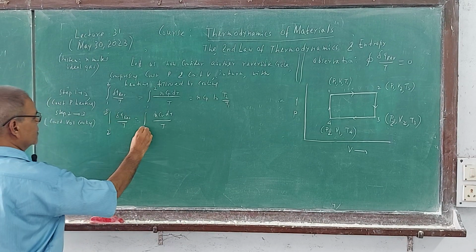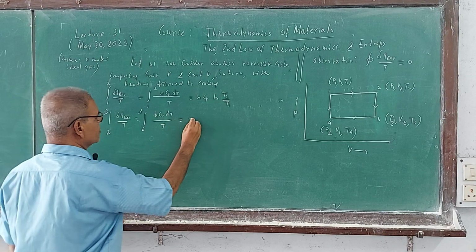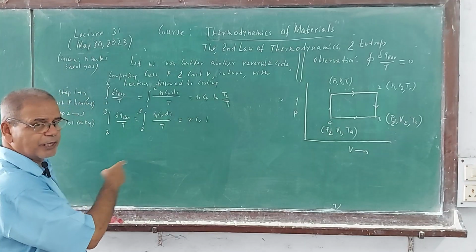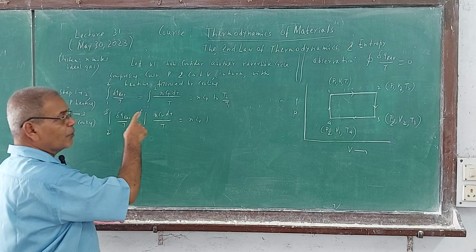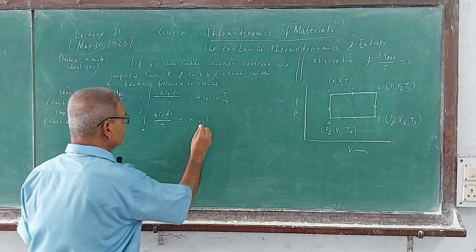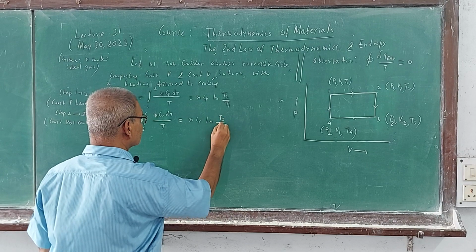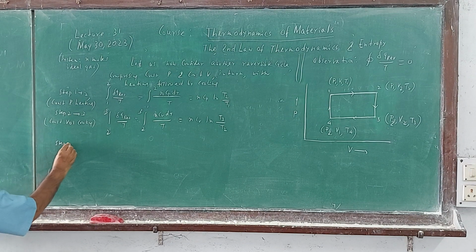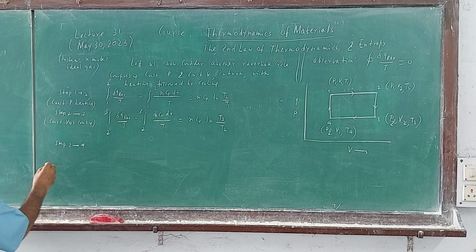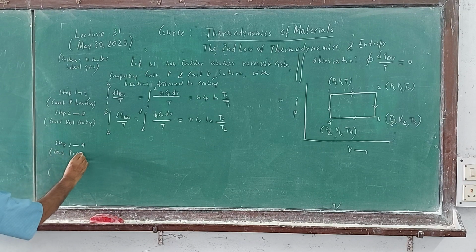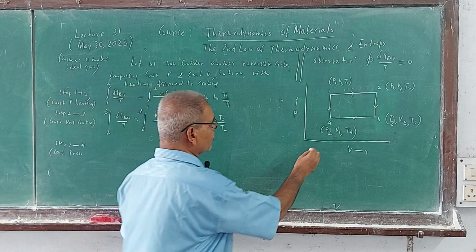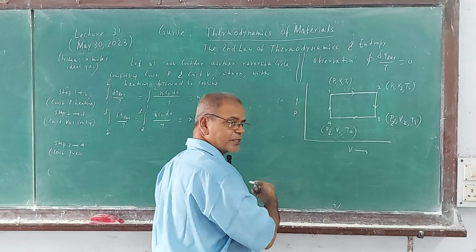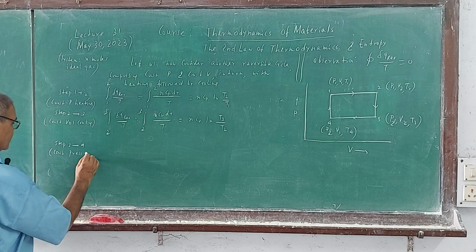2 to 3 is n Cv ln T3 by T2. In constant volume, dq is n Cv dT. In constant pressure, dq is n Cp dT. So nothing new, it is all well known to you. So step 3 to 4: what process is it? Constant pressure, heating or cooling? Take a look. Pressure is constant, volume has decreased, so has temperature. So that means cooling. Constant pressure cooling.